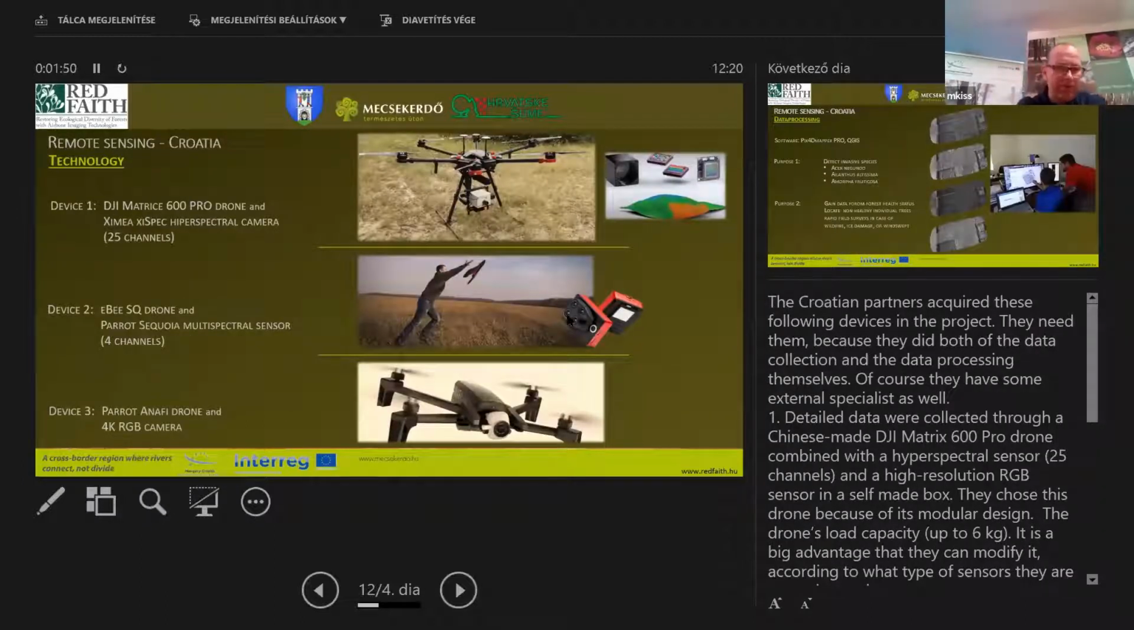The Croatian partners acquired the following devices in the project. They need them because they did both the data collection and data processing themselves. Of course, they have some specialists too. Detailed data were collected through a DJI Matrice 600 drone, combined with hyperspectral sensors and high-resolution RGB sensors. They chose this drone because of its modular design. The mapping of the total project area was made with a fixed-wing drone, carrying a multispectral sensor and RGB camera. This drone can cover a large area from a height of 300 meters. They also purchased a Parrot Anafi mini drone to practice drone controlling, and with this drone they can easily collect real-time visual data.